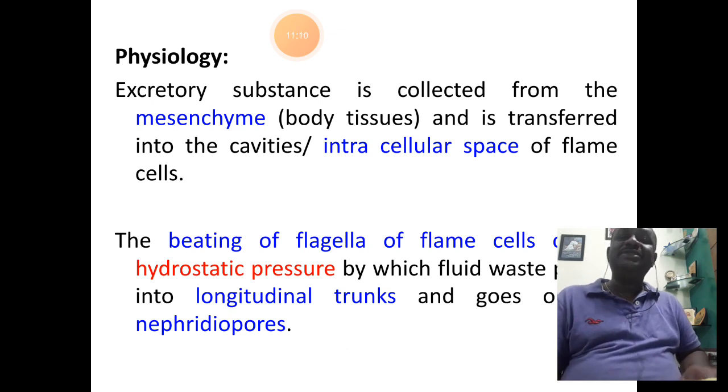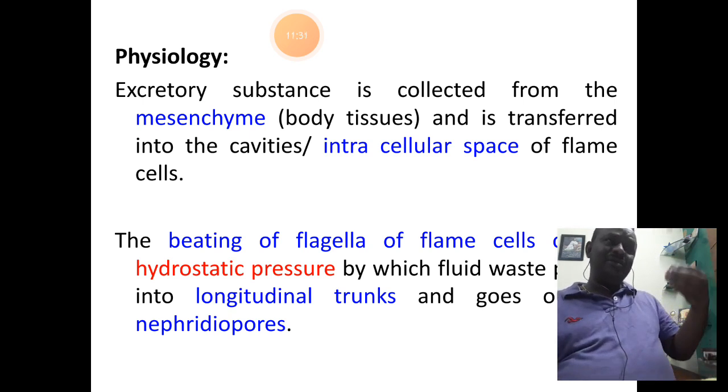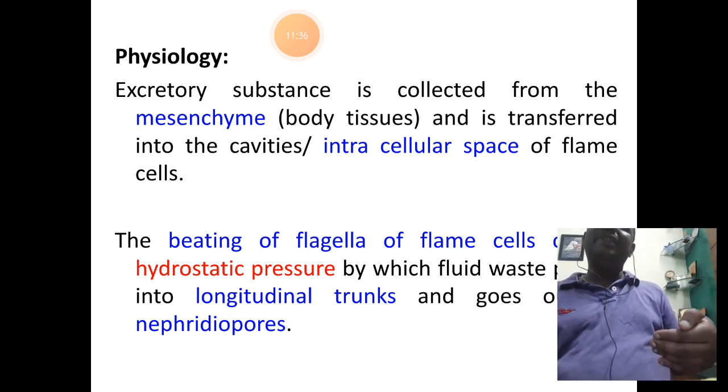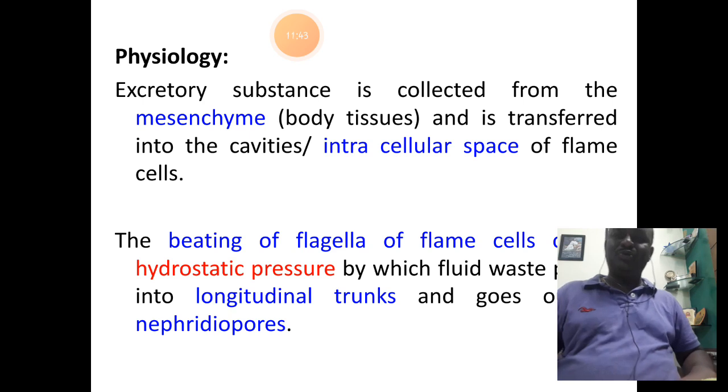The excretory substances that the planaria form are predominantly carbon dioxide, water and salts. They are removed from the body tissues, that is mesenchyme cells. It moves from the mesenchyme cells into the flame cells, from flame cells into the intracellular space of the flame cell, from there into the excretory trunk, and from there it moves out through the nephriospores or dorsal pores.